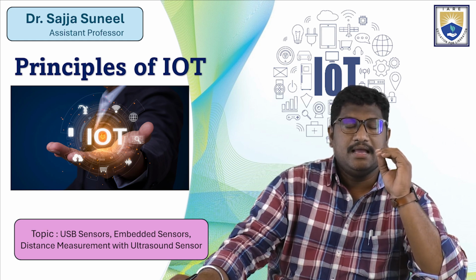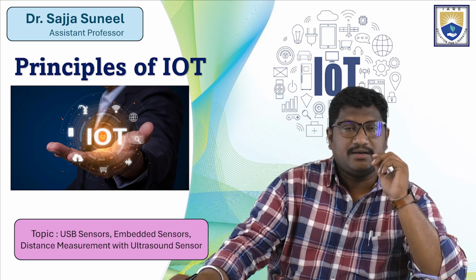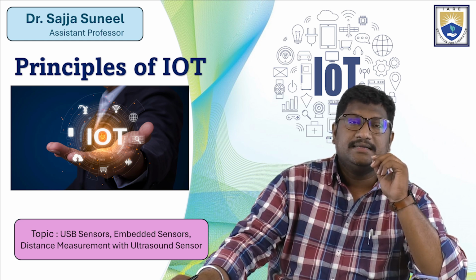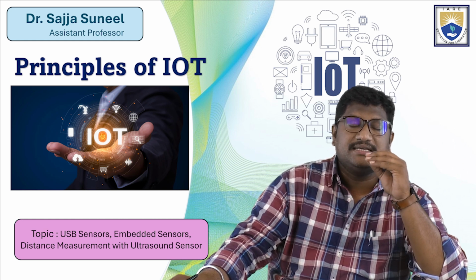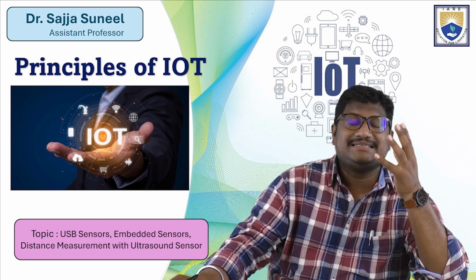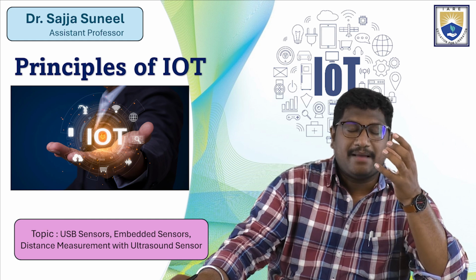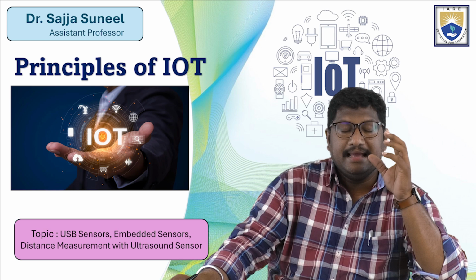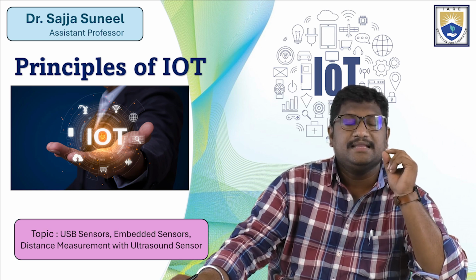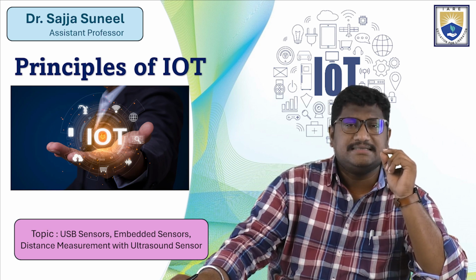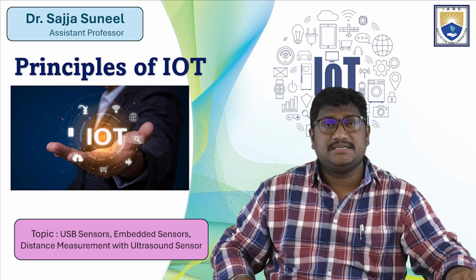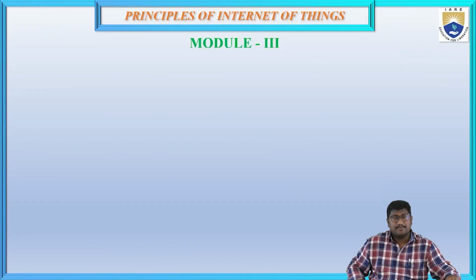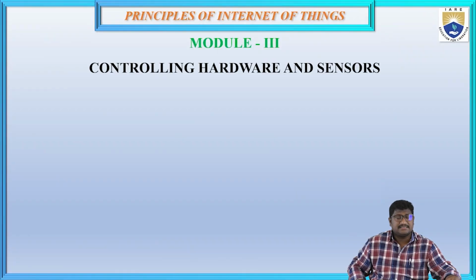As you know, we use sensors in our IoT system, and the main purpose of using sensors is to extract data, to grab some information from the concerned things which are inherent in an IoT system. Let's have a quick view. Let's enter into our major subject, Principles of Internet of Things. Today, I'm going to discuss a particular module called Controlling Hardwares and Sensors.